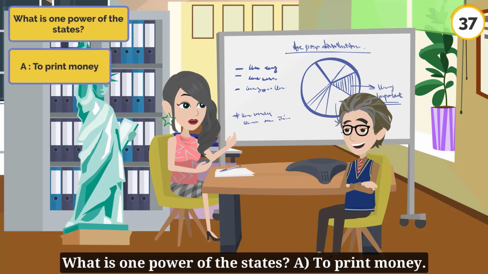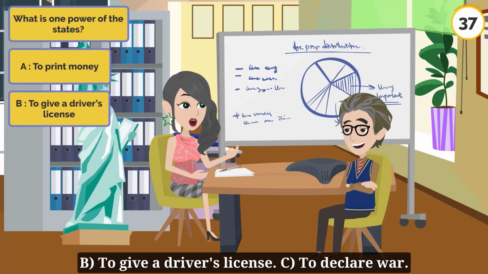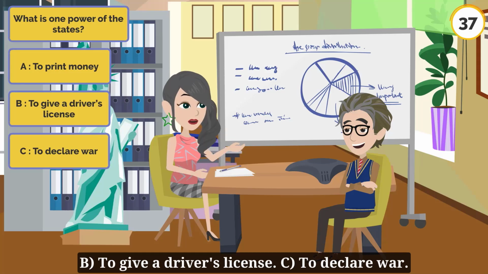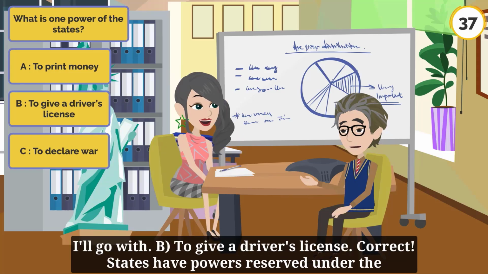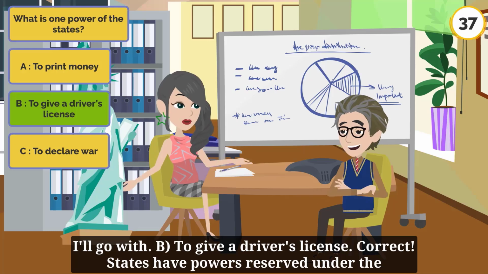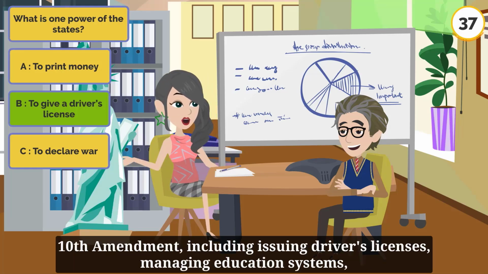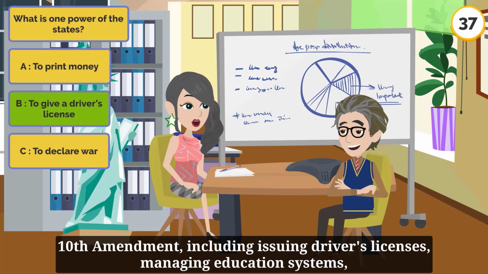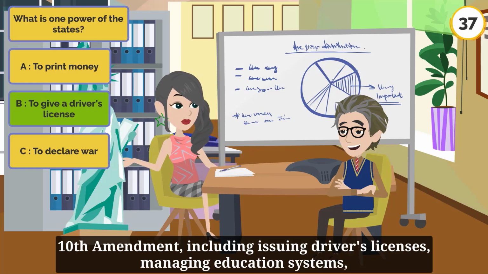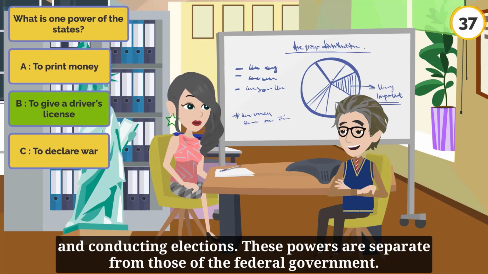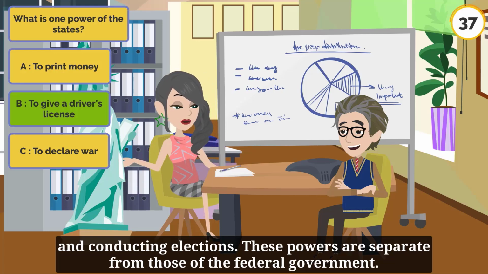Question 37. What is one power of the states? A. To print money. B. To give a driver's license. C. To declare war. I'll go with B. To give a driver's license. Correct. States have powers reserved under the 10th Amendment, including issuing driver's licenses, managing education systems, and conducting elections. These powers are separate from those of the federal government.